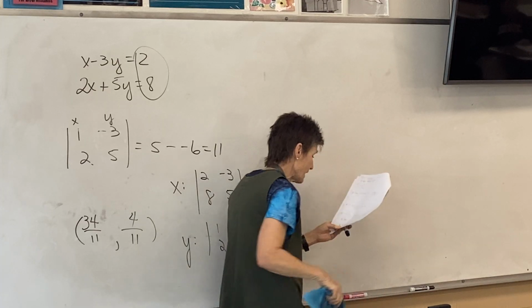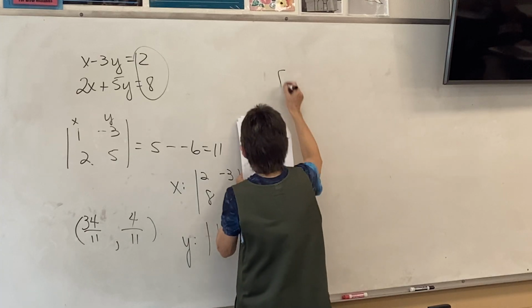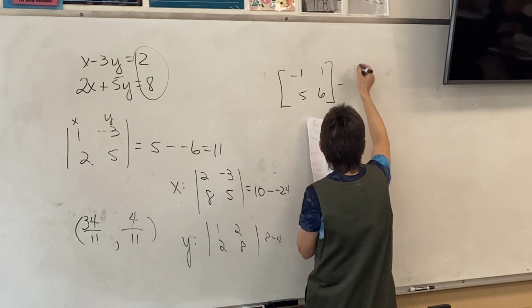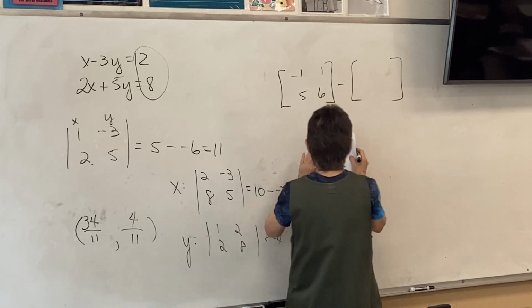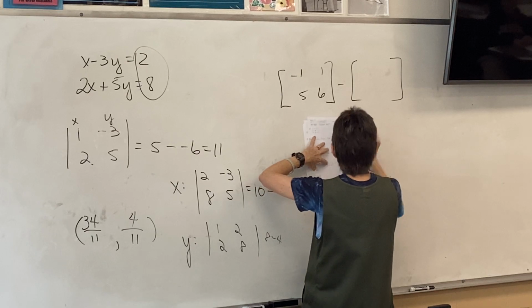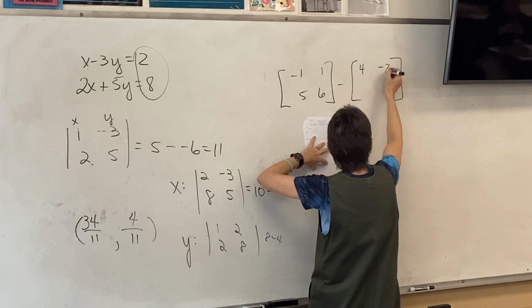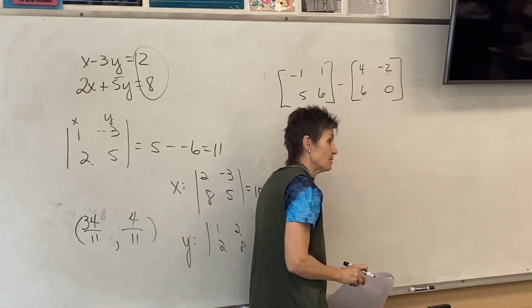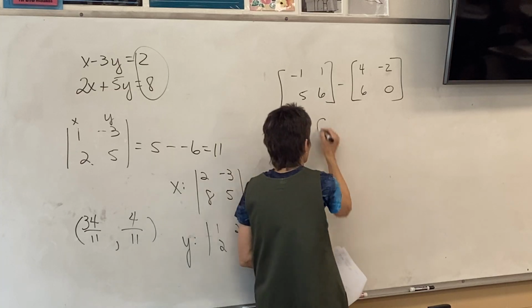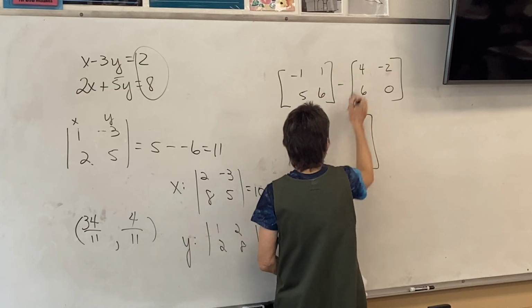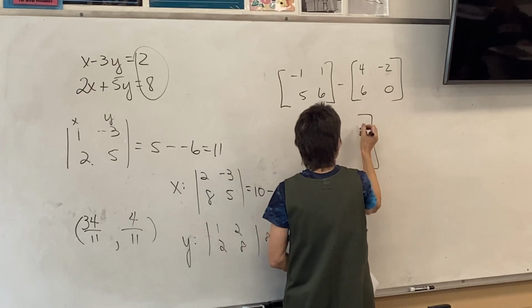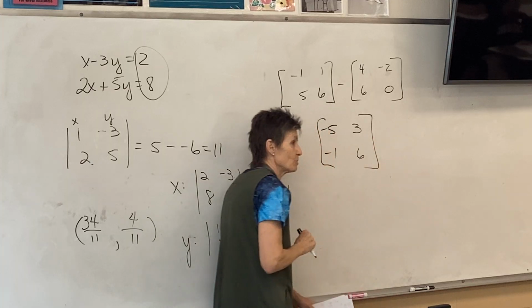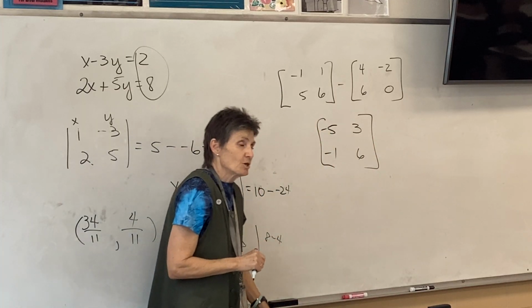First things first, here's A minus, okay, now I need 2B. So 2B will be 4 minus 2, 6, 0. So that's 2 times B. Did you follow that, Elijah? I got it. Now I'm going to subtract it. So negative 1 minus 4, 1 minus negative 2, 5 minus 6, 6 minus 0. There's your answer.